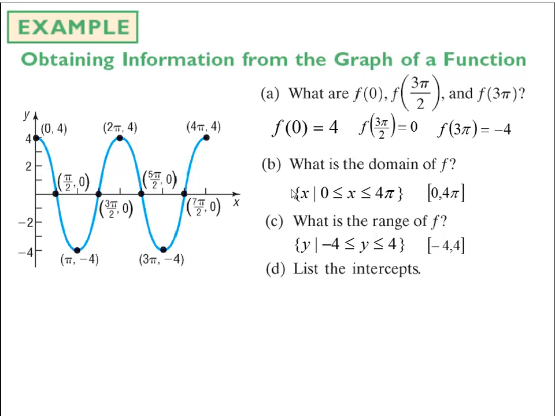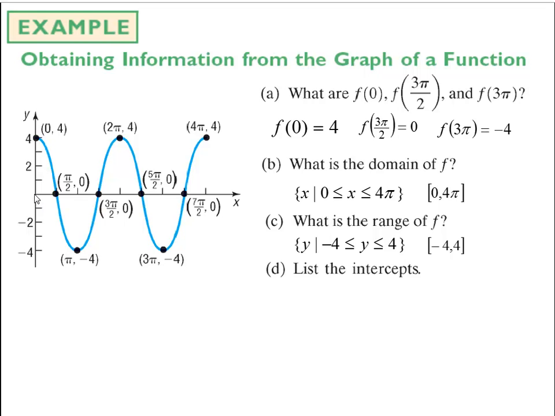All right, the next question says list the intercepts. Now you have to be a little careful with this question because it's not saying just the x-intercepts and it's not saying just the y-intercept. It's wanting both groups. So it wants the x-intercepts and the y-intercepts. The first intercept here, the y-intercept, is (0, 4). So I'm going to list that one.